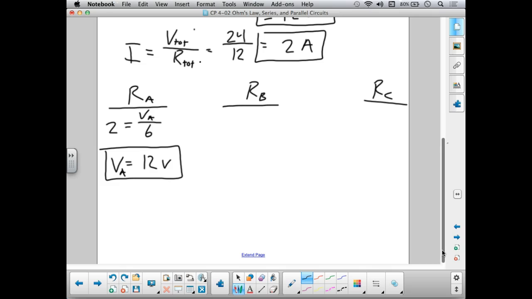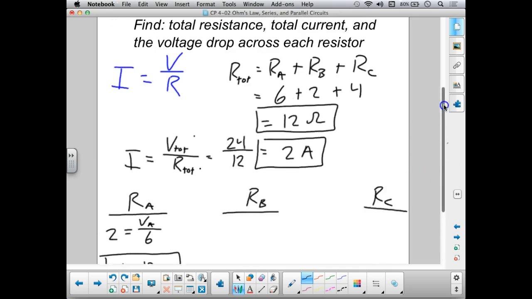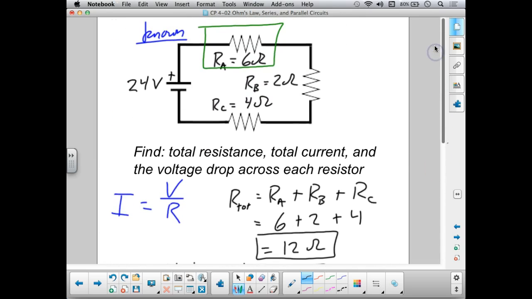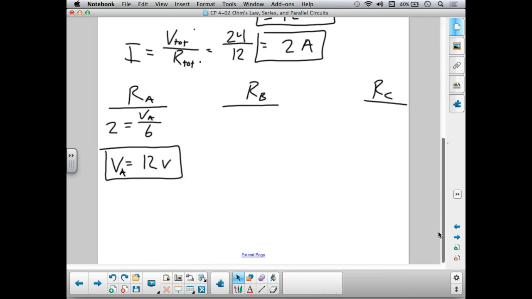Same thing over here, Ohm's law applied to resistor B. Resistor B is 2 ohms of resistance. So what we're doing is we're zooming in on this resistor, this component. So let's zoom in there. I know the current through a series circuit is always going to be equal to the total current because there's only one path for electricity to flow. We're looking for the voltage drop across component B, and we know its resistance is 2 ohms. Let's move the 2 to the other side. 2 times 2 is 4. 4 volts.